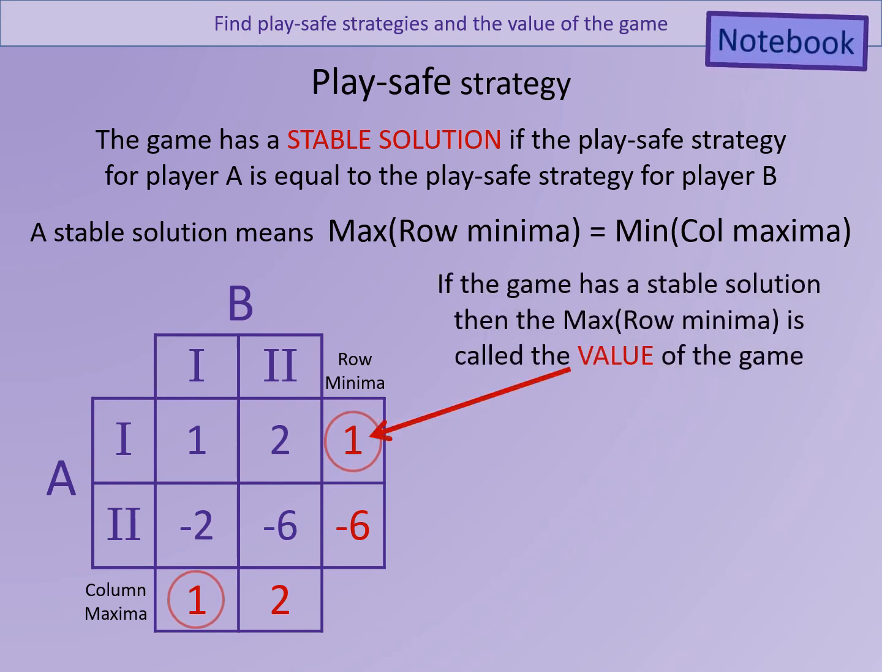In this case, we do have a stable solution, and the value that we get here, in this case 1, is called the value of the game. So the value of this game is 1.